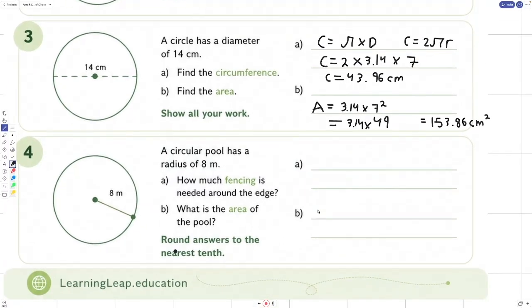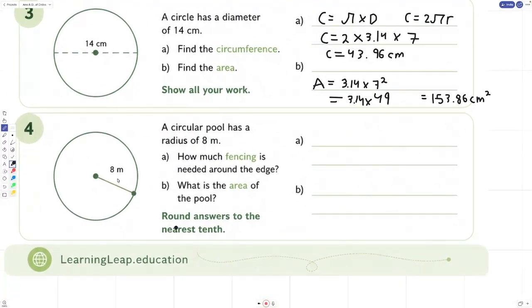All right, moving on to the last question here. So let's look here. We have a circular pool has a radius of 8 meters. How much fencing is needed around the edge? So the edge is basically the circumference. It's like the perimeter of the circle. Think of it that way, right? So we're going to calculate that.